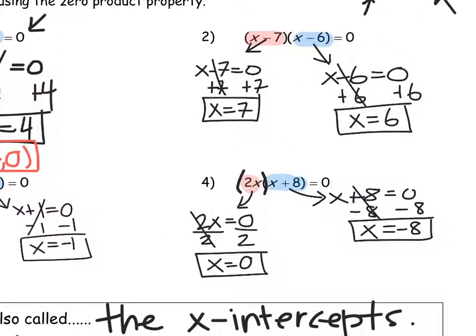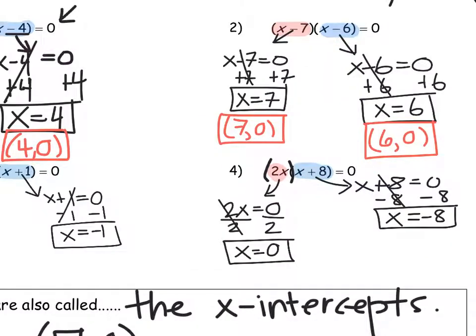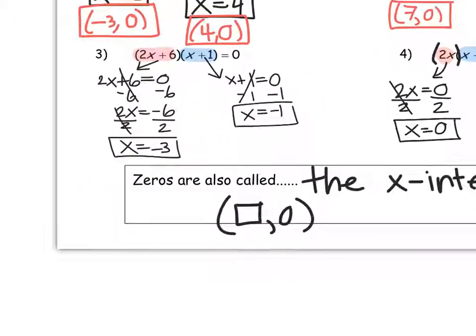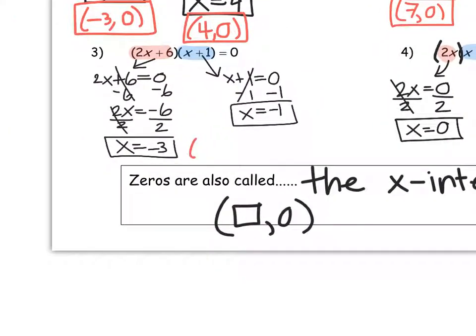We had 7, that means we can write our answer as an input of 7, an output of 0. Our x was 6, I can write my answer as 6, comma, 0, input, output. Down here, I had negative 3. I can write negative 3, comma, 0. That's one solution. And this one would be negative 1, comma, 0.